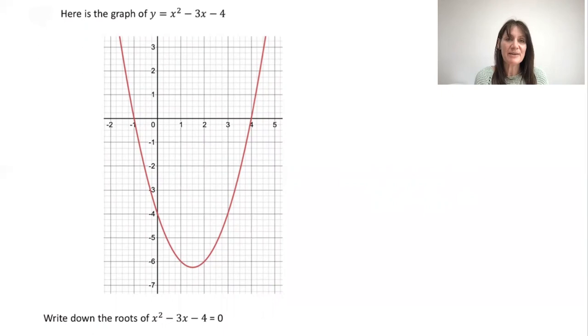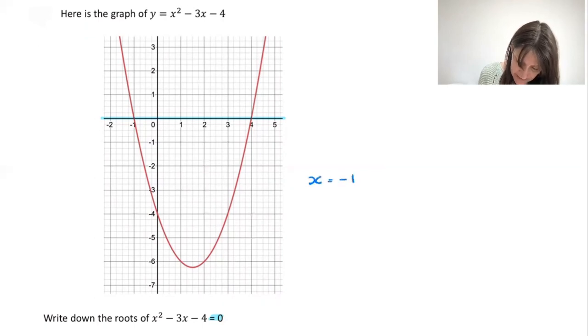Okay, so this is just the type of question we see at the end of a foundation paper. We see it at the beginning of a higher paper. And it really is just appreciating where to look, isn't it? So we're being asked to write down the roots when this equals 0. When it equals 0, then I'm looking along the x-axis. It crosses here at -1 and here at 4. So I would be writing down x equals -1 and x equals 4.